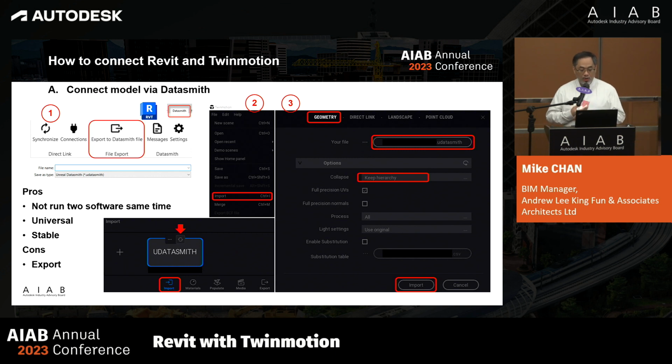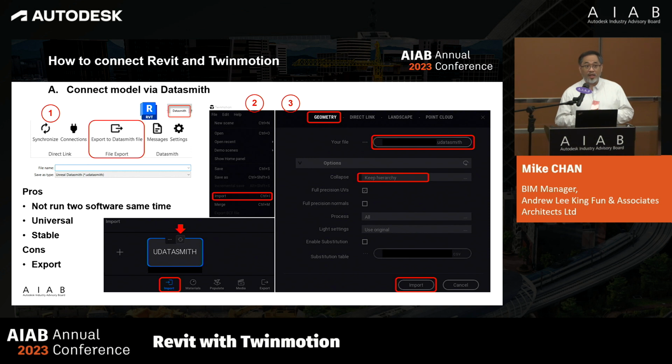And with this method, the advantage is you don't need to run two software programs at the same time, because Revit itself is quite intensive already, and Twinmotion is even more intensive. So not every computer can run the two at the same time. Then you can use this method, and if you're not lucky enough, you need to export, close, and reopen.